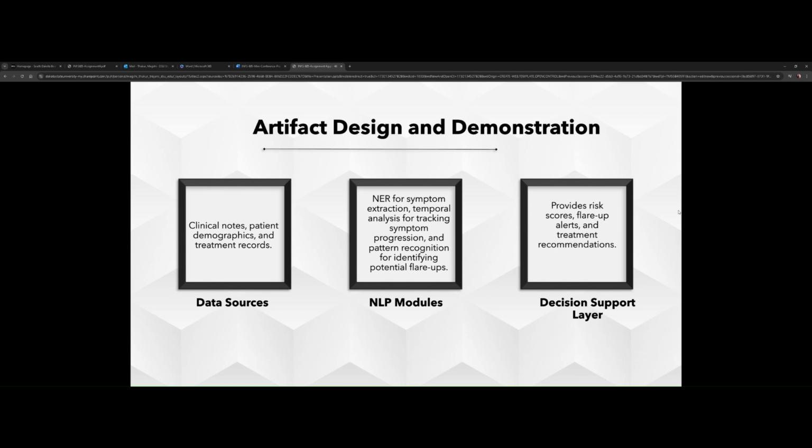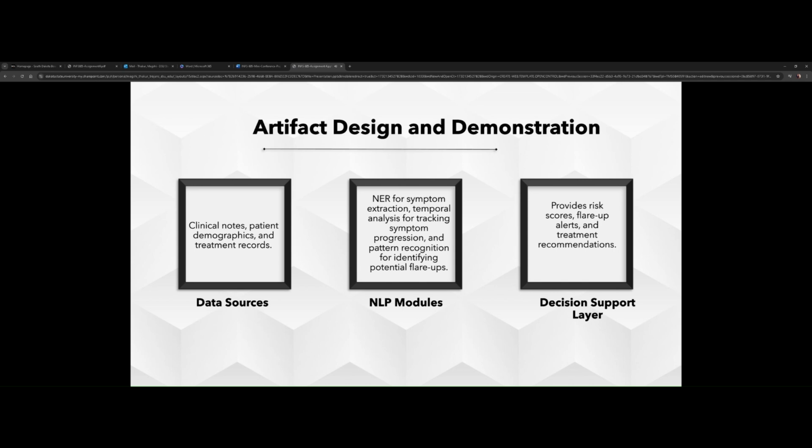Now, moving on to our fourth stage, which is artifact design and demonstration. In this stage, the proposed artifact is an NLP-driven decision support system. The design components that we are going to look at are, first of all, the data source. The data sources, as we know, are the clinical notes. We can also look at the patient demographics and their treatment records. Number two is the NLP model, which is the NER, as we already mentioned in the last few slides.